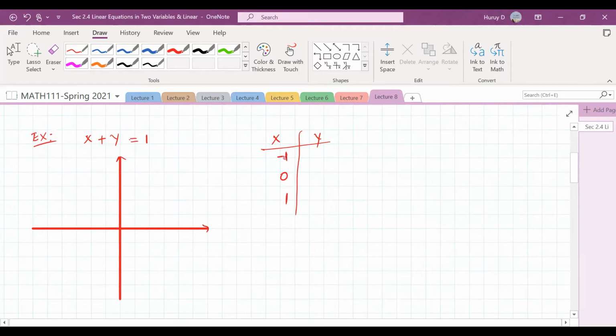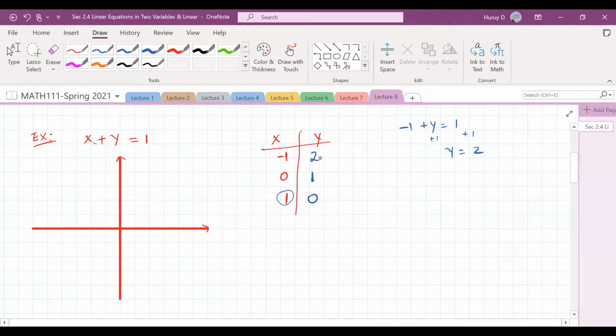So if we substitute -1 in here, we get -1 plus y equals 1. Then add 1 on both sides, we get y equals 2. We substitute 0 in place of x, we get y equals 1. We substitute 1 in place of x, then we get y equals 0.